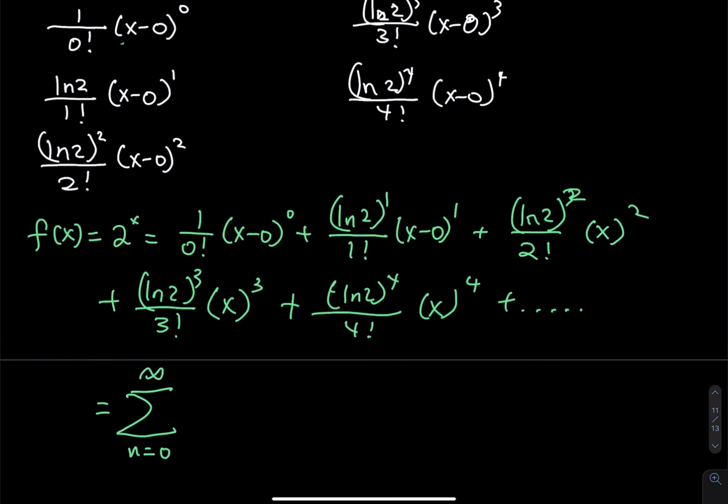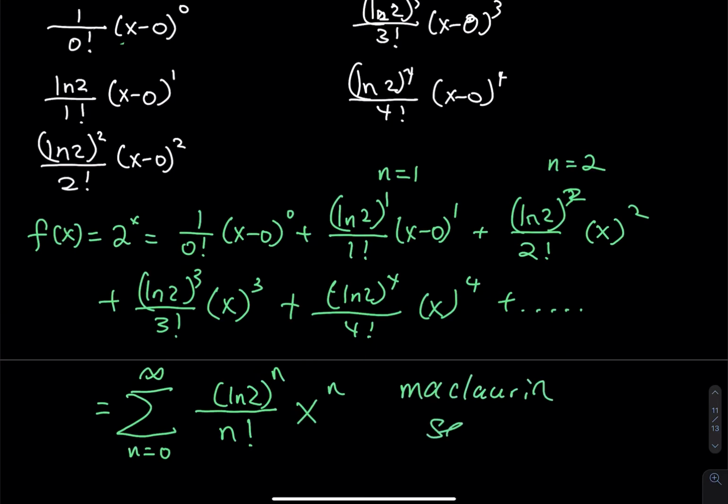Let's find out the pattern. So the top we have an ln2, right? So that will be ln2, and then the power I will use not 0. I will use an n. So when n is equal to 0, that's how we got the 1. When n is equal to 1, we have a 1. When n is equal to 2, we have a second power, and then the denominator I will use n factorial, and then the rest that will be x raised to the nth power, and then this is my Maclaurin series. And then the top is the Taylor polynomial.